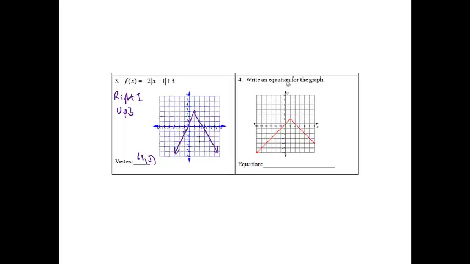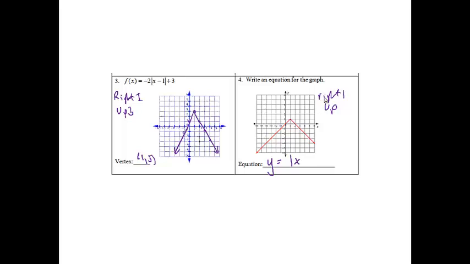Alright, number 4 says to write an equation for the graph. The first thing I need to figure out is what's going on with this graph. I know that it should have been at 0, 0. To get to my new vertex, I'm going to have to go to the right one and then up 1. So when I go to write my equation, it is going to be absolute value because the graph is a V. I'm going to have y equals absolute value x.